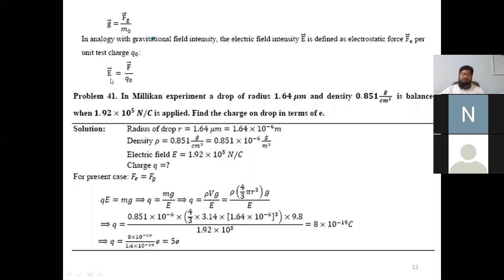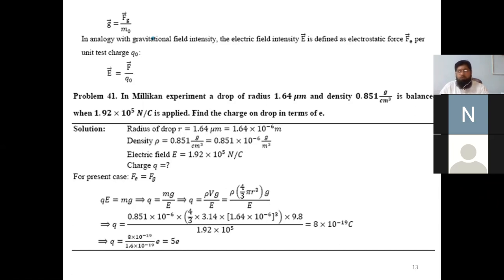So the same way electric field is equal to force upon q naught. Again, if we can calculate the electric field of any droplet, this is one of the problems, for example, in Millikan's oil experiment, the radius of the Millikan's oil drop is equal to 1.64 micrometer. Millikan's oil drop was an experiment in which an oil droplet was charged and its charge was determined, how much charge is induced on this oil drop.